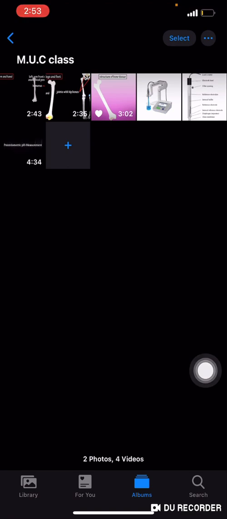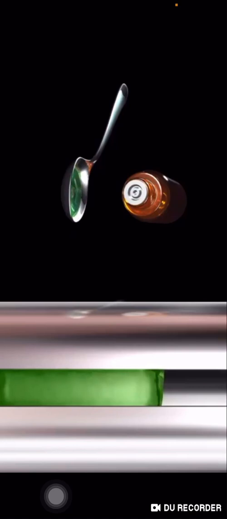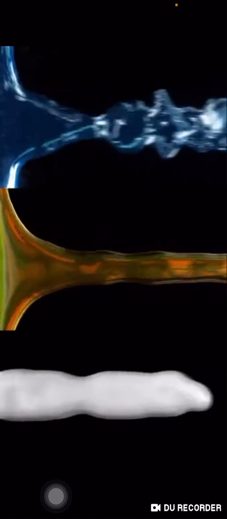Let's start. Many liquids are so essential in our lives. They may include water, beverages, dairy products, chemicals, acids and bases, or pharmaceutical products. The quality of these liquids is determined by their chemical properties. To assess these properties, various principles of measurement are used. One of these principles is pH measurement.